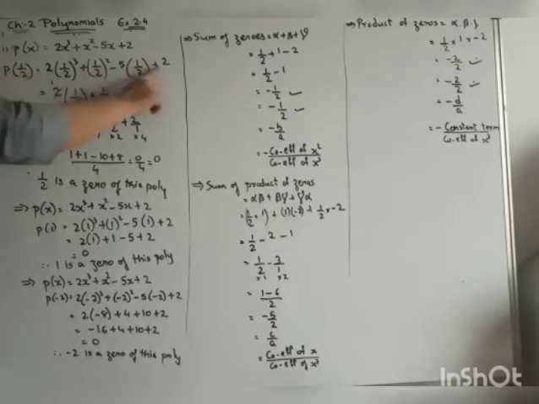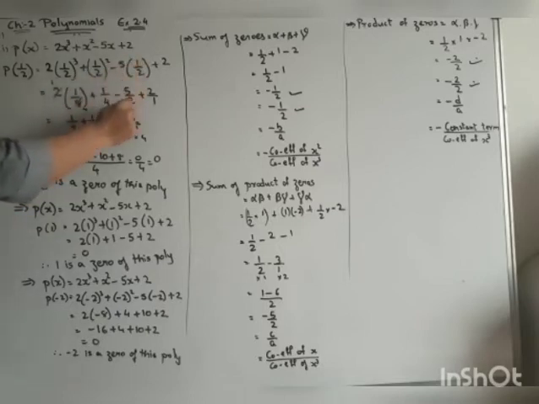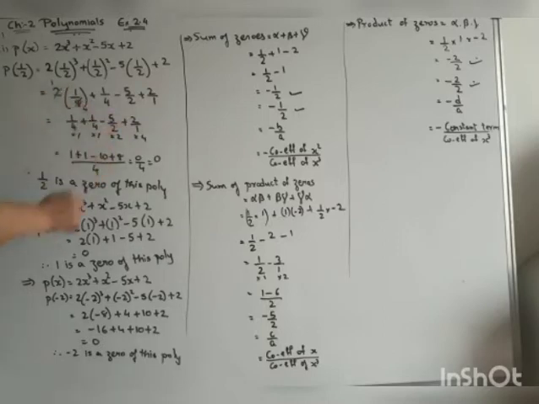If we get the answer 0, it means 1 by 2 is a zero of this polynomial. So here you can see in place of x I have kept 1 by 2. Cube of 1 is 1, cube of 2 is 8, so 2 ones are 2, 2 fours are... Plus square of 1 is 1, square of 2 is 4. Minus 5 ones are 5, 5 upon 2 plus 2 upon 1. Now 1 upon 4 plus 1 upon 4 minus 5 by 2 plus 2 upon 1. Here we have to take LCM. After taking LCM, we will get the answer 0 upon 4 is equal to 0. Now as we have got the answer 0, therefore 1 by 2 is a zero of this polynomial.